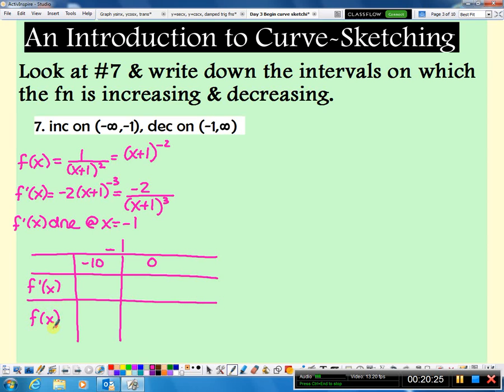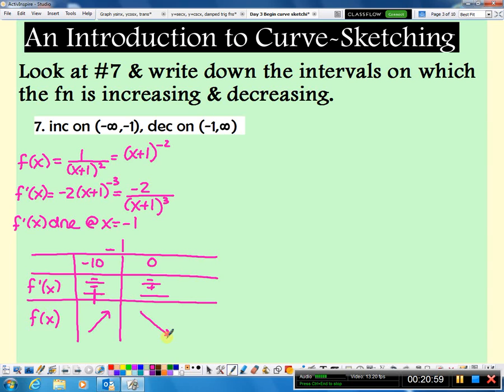If you plug negative 10 into f prime of x, I would have negative 2 on the top. Negative 10 plus 1 is negative 9 cubed, which is negative on the bottom. So I would have a positive result, so f of x increases. If I plug in 0, I've got negative 2 on the top, and 0 plus 1 cubed is positive. So wait a minute, I've got that the graph is increasing and then decreasing.